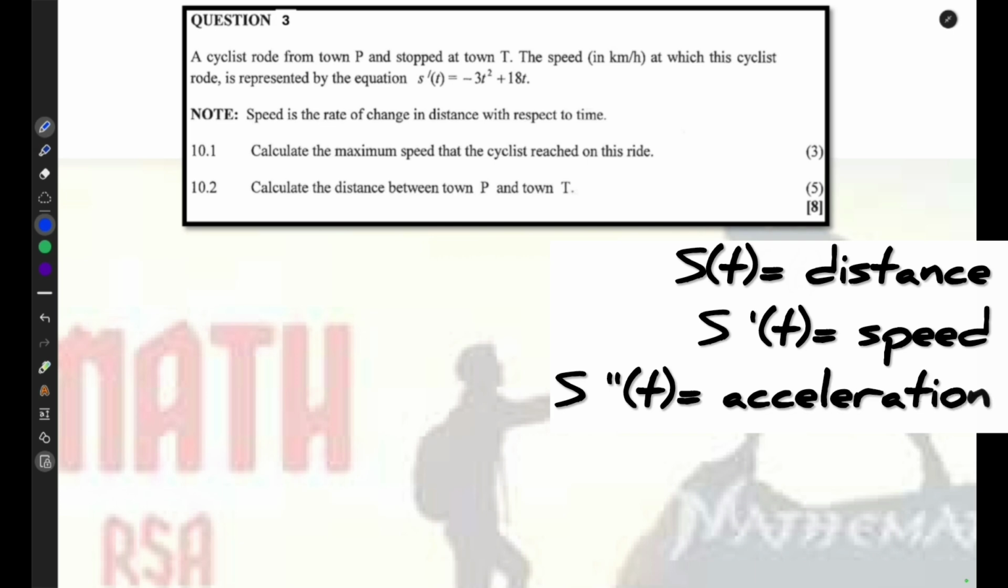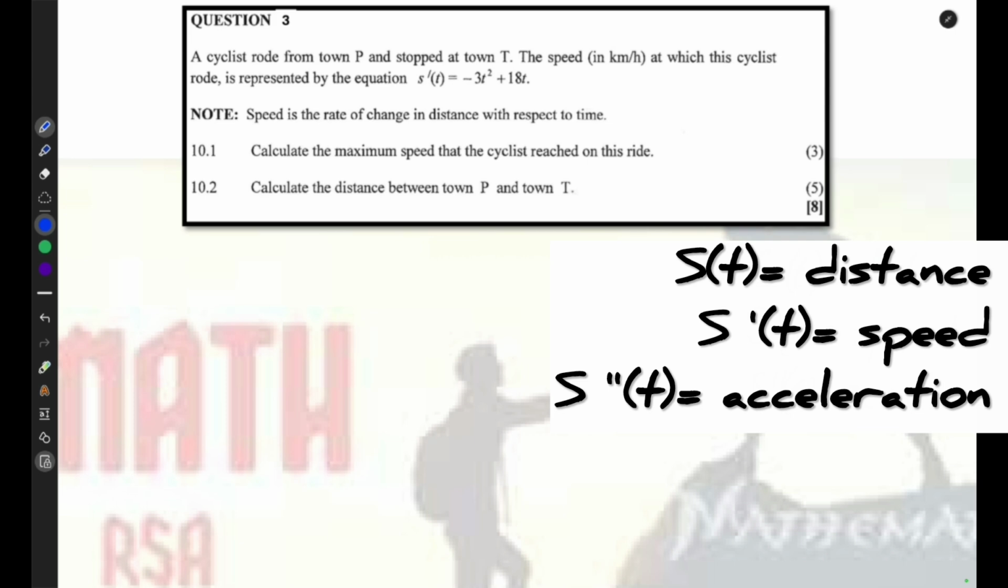My original would be S of t, so not f of x, but S of t. And that S stands for displacement if you study physics. I don't know where the S comes from. But that is distance. The derivative of this would be speed, and then the double derivative would be the acceleration of this cyclist. So there's something you can just study, but you don't get very many of these questions. But if you do, if you didn't know that little bit, then you could get stuck very easily.